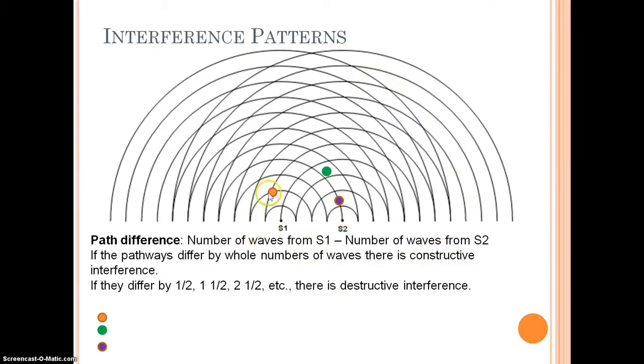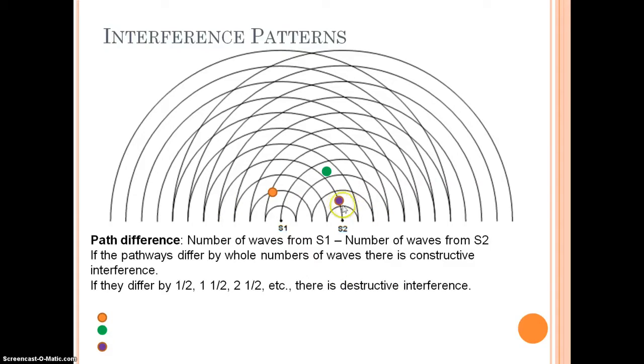So if I take a look at the orange one here, the orange one is on two crests, because it's on a crest from S1 and a crest from S2. So crest, crest, that's constructive interference. The green one is going to be right in the middle. It's not on any crests, so that's trough, trough. So that's going to be constructive interference. If you have the same two wave parts on top of each other, it's constructive interference.